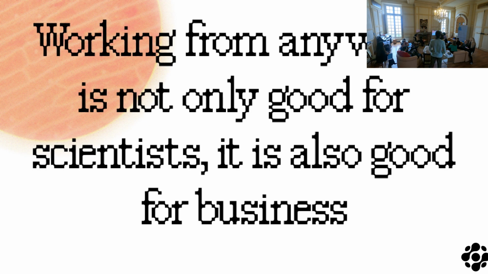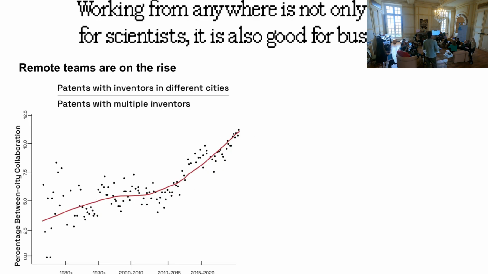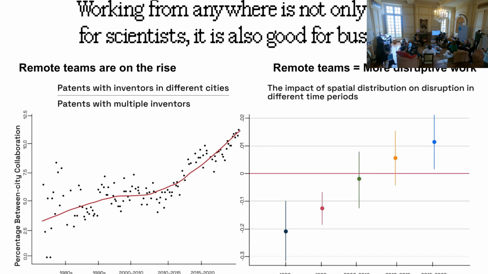Working from anywhere is not only good for scientists, but it's also actually good for business. And there are some statistics here. This is a graph that shows the percentage of between-city collaborations among all the patents that are filed in the United States over time. You can see that more and more patents being filed are coming from cross-city collaboration. So teams that invent tend to be more and more distributed. This obviously has something to do with the technological progress we have around collaborating widely using digital means. What I think is even more interesting is that these remote teams are more disruptive.